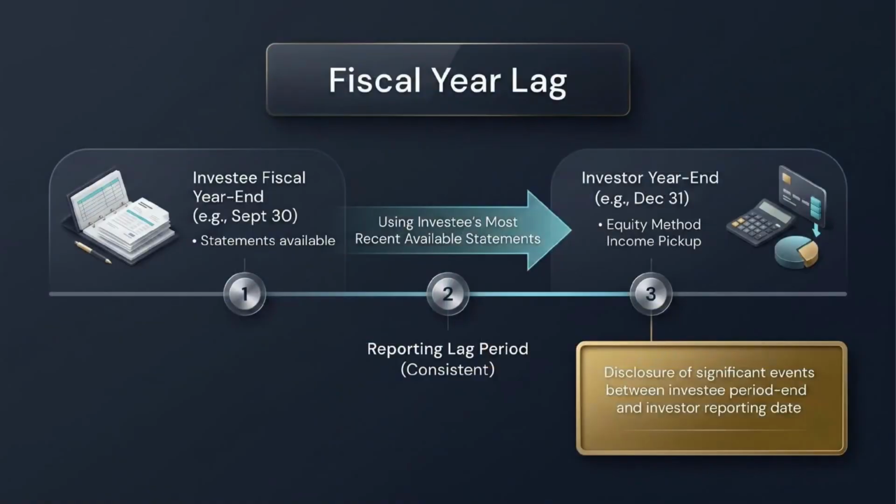Sometimes the investor and investee have different fiscal year ends. In that case, the investor may use the most recent available investee financial statements to record its equity method income pickup. This is called a reporting lag. For example, if the investee closes on September 30th and the investor closes on December 31st, the investor may use the latest available investee statements subject to the required consistency and disclosure considerations. The key is that the lag should be handled consistently. A reporting lag is a practical solution, not a convenient timing game.